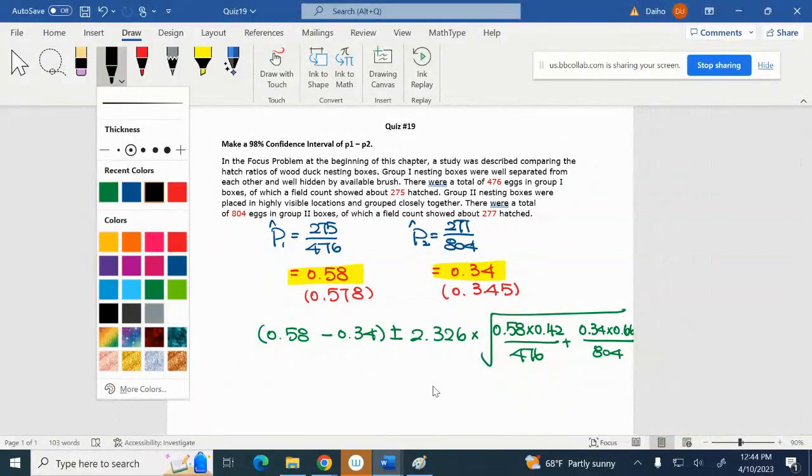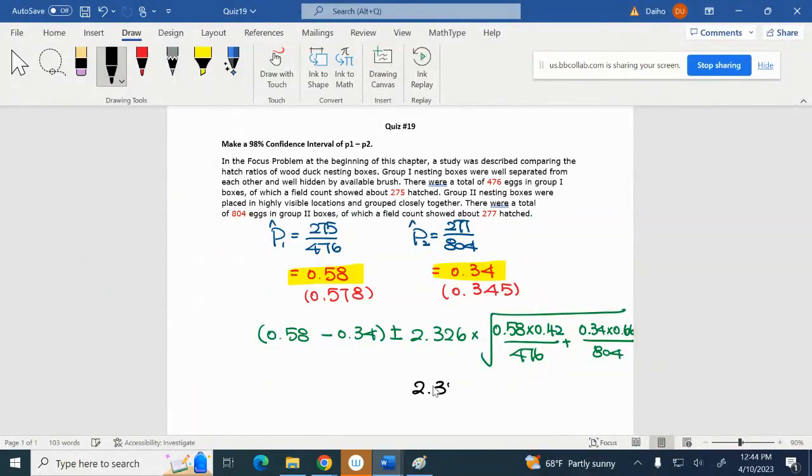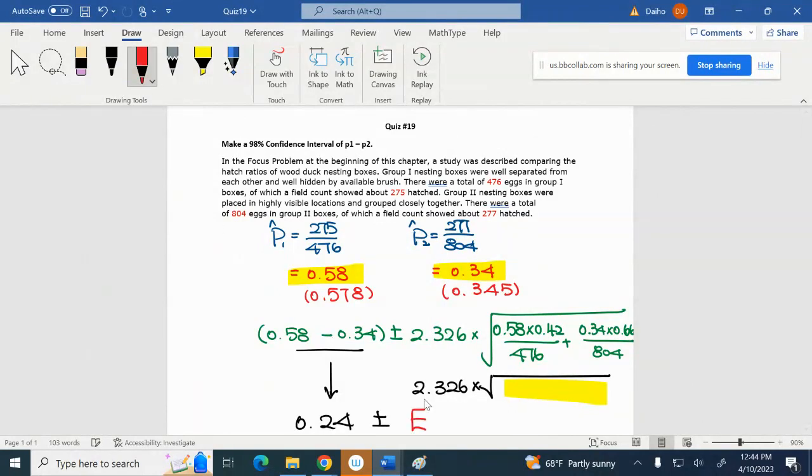Now then, here's 2.326 times square root of, right? And this one will be 0.58 minus 0.34. It's 0.24 plus and minus the E.